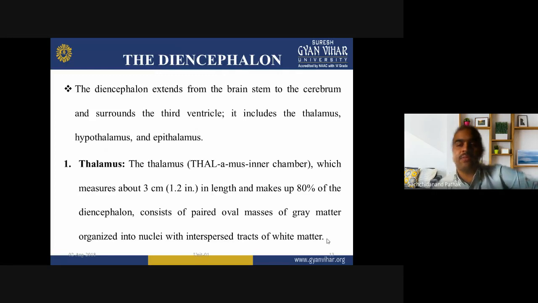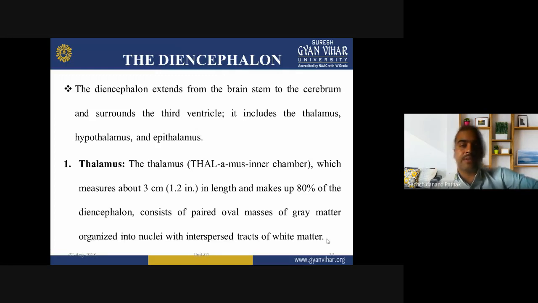Okay, so the diencephalon we will consider in three parts: थैलमस होंगे उसमें, हाइपोथैलमस होंगे और इपीथैलमस होंगे। और डायनसेफेलॉन एक्सटेंड कहाँ से करेंगे? फ्रॉम द ब्रेन स्टेम टू द सेरेब्रम, ब्रेन स्टेम से लेकर सेरेब्रम तक ये एक्सटेंड करेंगे, जिसमें थैलमस होंगे, हाइपोथैलमस होंगे और इपीथैलमस होंगे। थैलमस क्या करेंगे?